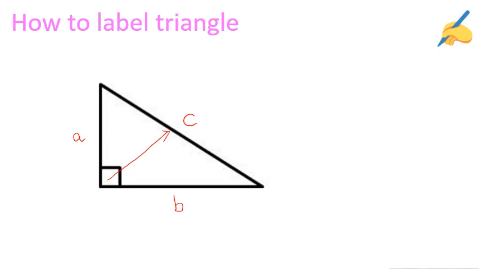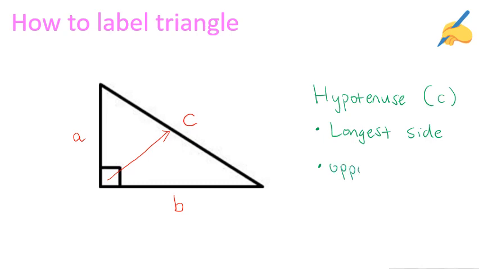The longest side, which we've labelled as C, has a fancy name, the hypotenuse. So the hypotenuse is the longest side, and it's always opposite the right angle.